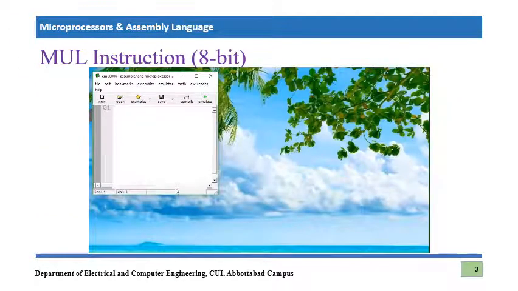Okay, let's perform a MUL example. We take two 8-bit numbers. For example, we're going to multiply 78 by 12, so what should the result be? 936. Yes, that should be 936. So that is the result in decimal.